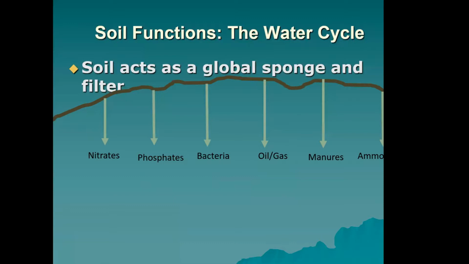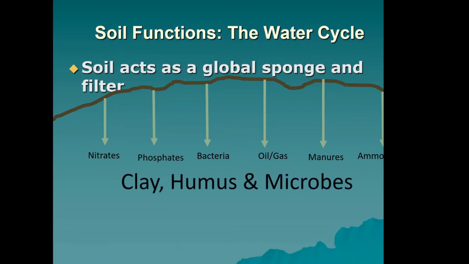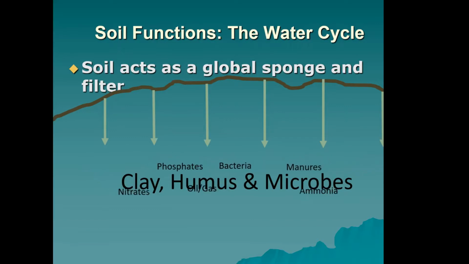All these things are potential pollutants, both in some cases in the soil, but really in water. These are all potential water pollutants. But luckily within soil, we have clay, we have humus, and we have microbes. And the odd thing that happens is as you run water through dirt, it actually comes out cleaner on the bottom. So a lot of these things that are potential pollutants are actually attracted to the surfaces of clay, humus, and microbes.